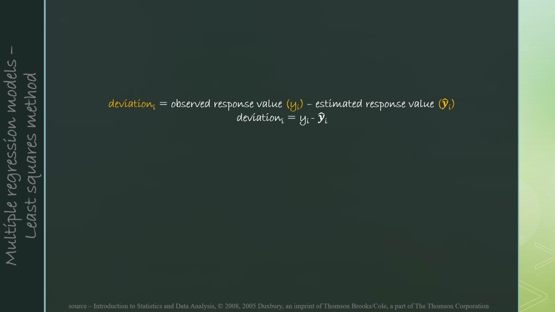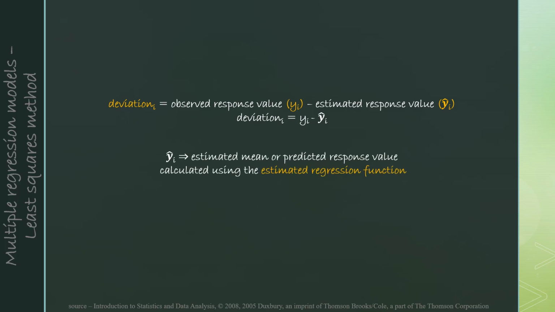Deviation i equals the observed response value yi minus the estimated response value yi hat, where the estimated response value yi hat, also called the estimated mean or the predicted response value, is calculated using the estimated regression function for every observed data in the sample, as in yi hat equals a plus b1 multiplied by x1i plus b2 multiplied by x2i plus and so on plus bp multiplied by xpi.